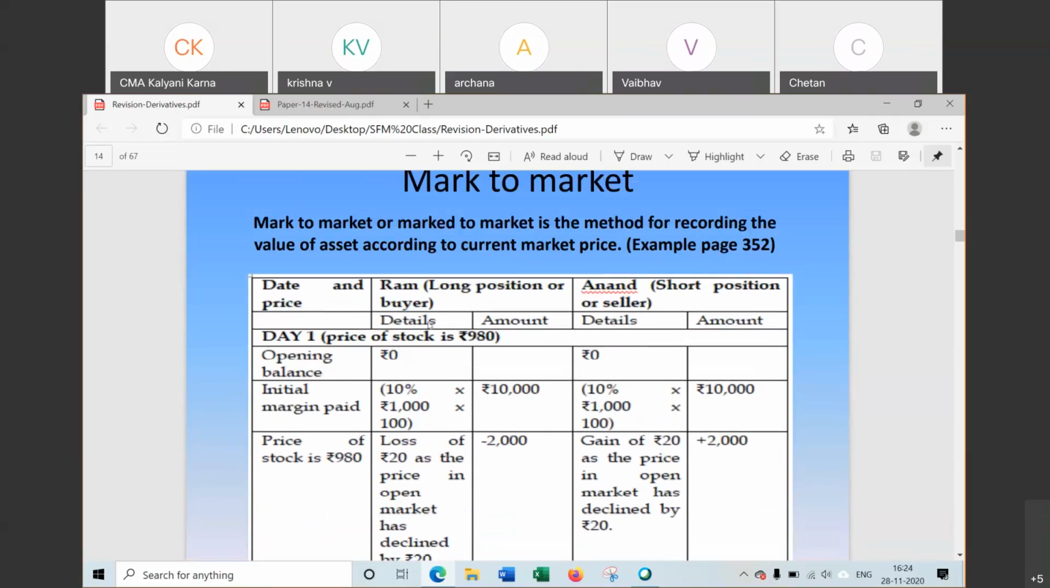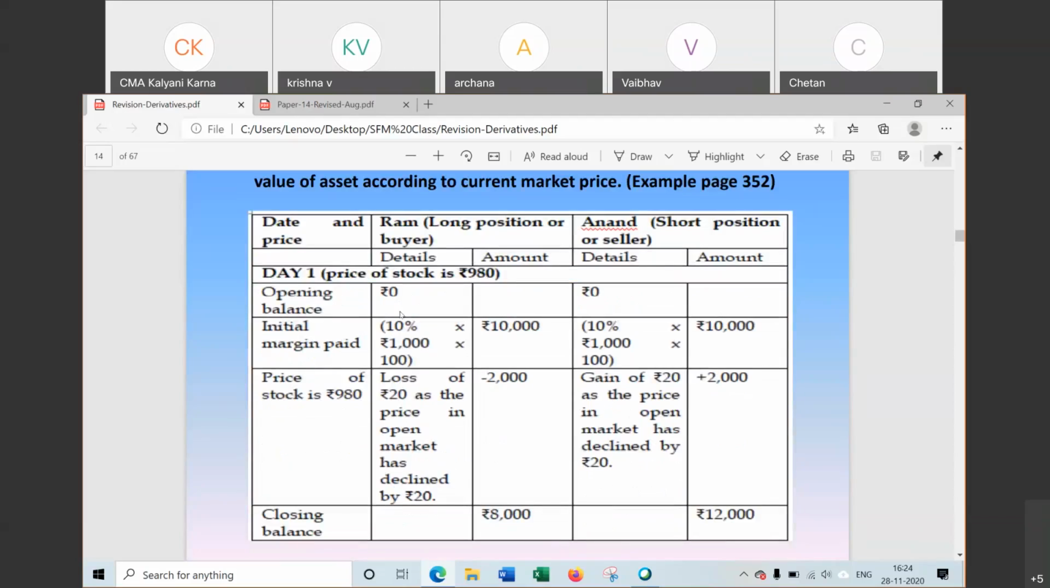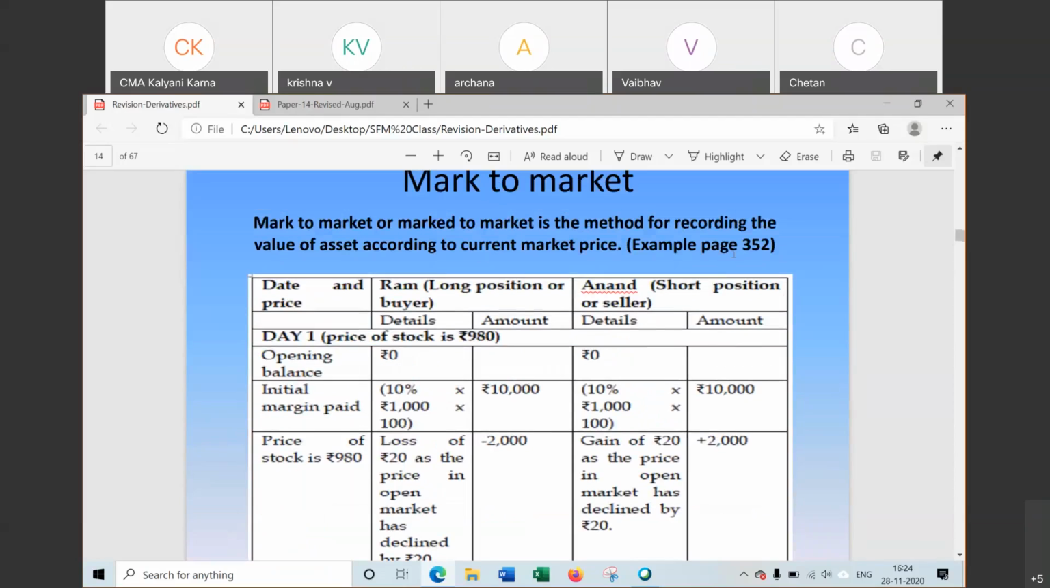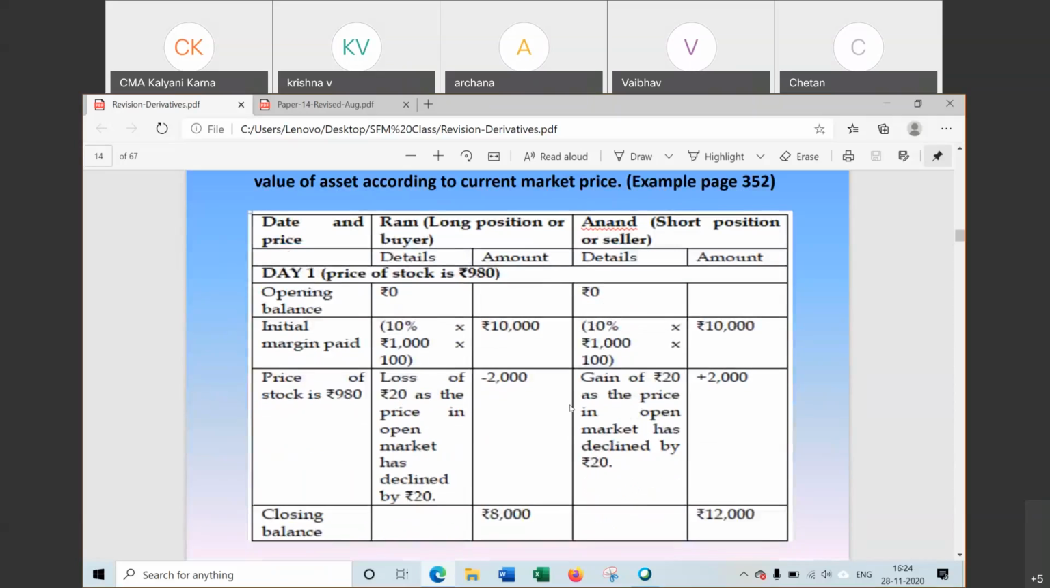In the case of mark to market, long position, we will identify who is the buyer and who is the seller. The first step, identify the buyer and seller. Then start with the opening balance, zero if there is no balance. Initial margin, this is the example given at page 352. So practice example 352 for mark to market. The same type of question is in the workbook also, not exactly the same values, to find out the closing balance. So we will start with the initial margin.